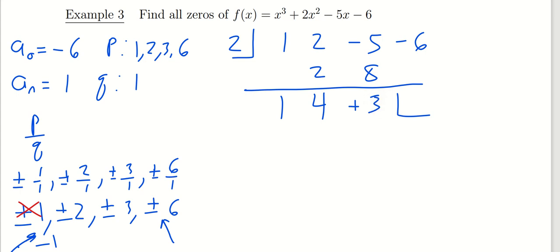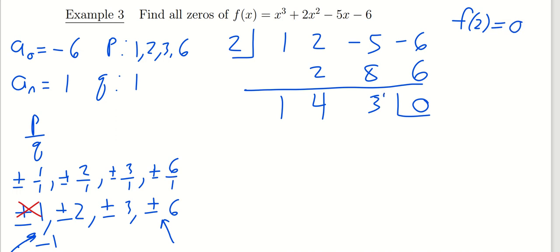Multiply bottom times box gives us positive 6. And negative 6 and positive 6 add to go down gives us 0. So here, it does turn out that 2 is going to be a 0 for the function f. So we know that f of 2, from the remainder theorem from the last section, is going to be equal to 0.